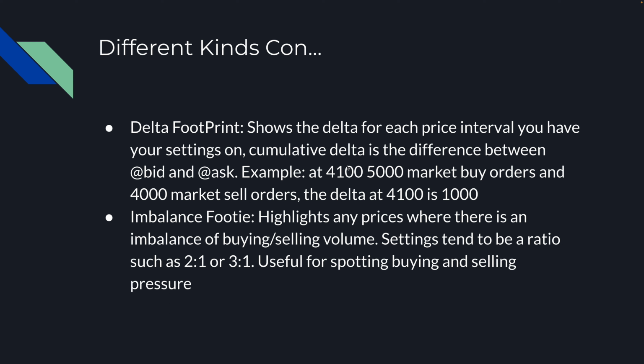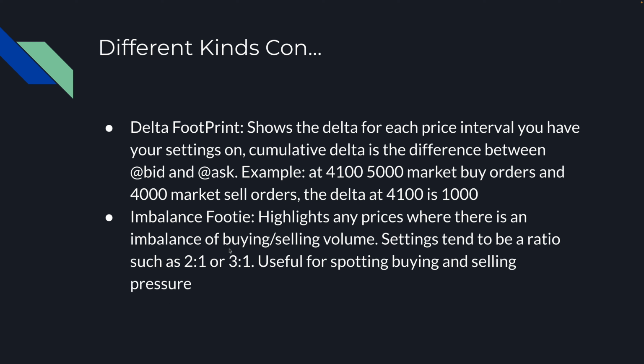Different kinds continued. Next up is a delta footprint. It shows the delta for each price interval you have your settings on. So cumulative delta, or just delta in general, is pretty much the difference between the at bid and at ask. So for an example, at the price of 4,100 even, a total of 5,000 market buy orders came and 4,000 sell orders came. So the delta at 4,100 is 1,000.